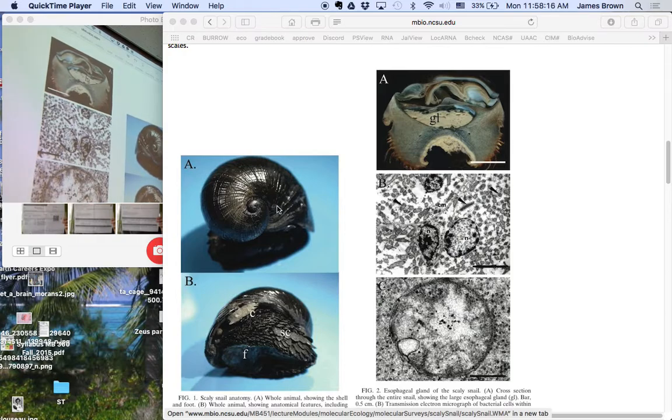Now, you can't keep these snails alive. When you bring them up to the surface, they're dead. And so they're a little hard to study that way.